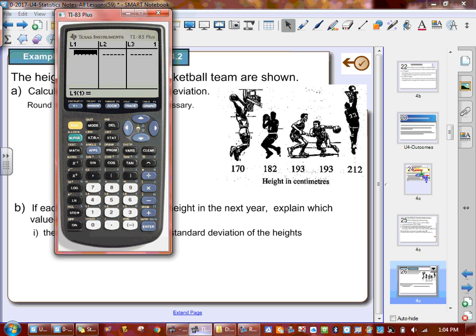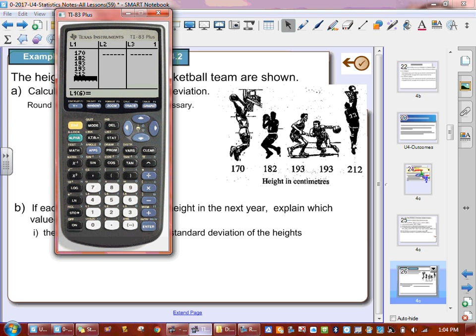Now we type in list 1. 170, enter. 182, enter. 193, enter. 193, enter. And 212. Do I have a mode in my list? 193, good, it's the one that's been repeated.